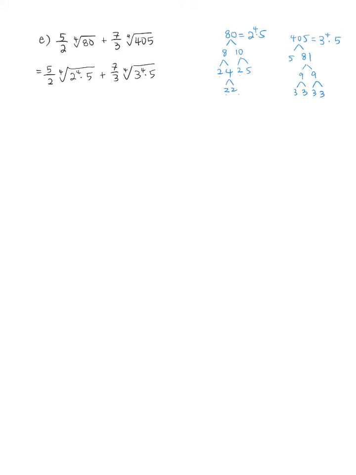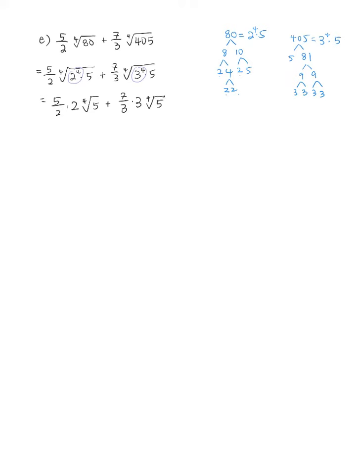All right, I'm going to circle the perfect ones. Then what do we get? 5 over 2 times the fourth root of 2 to the 4th is going to be 2. And then here what's left is the fourth root of 5 plus 7/3. Now again, the fourth root of 3 to the 4th is just going to give us 3. And then what's left is the fourth root of 5.